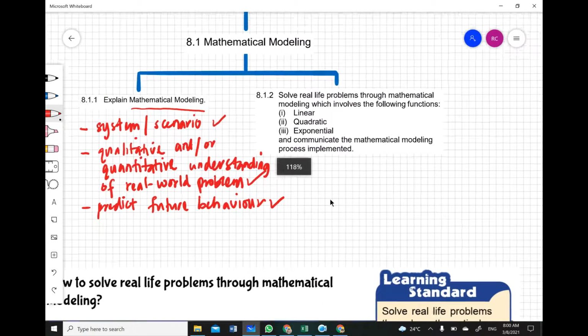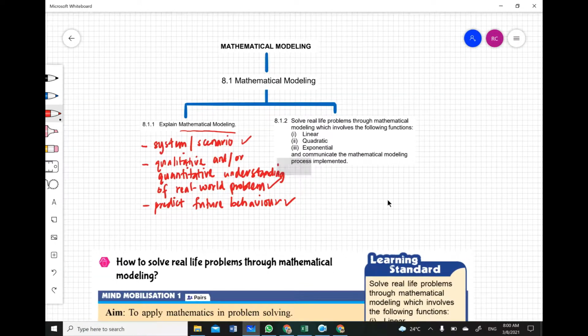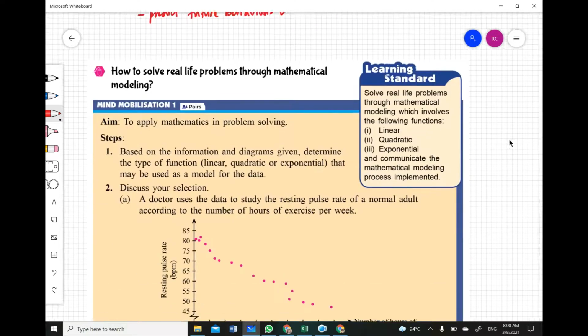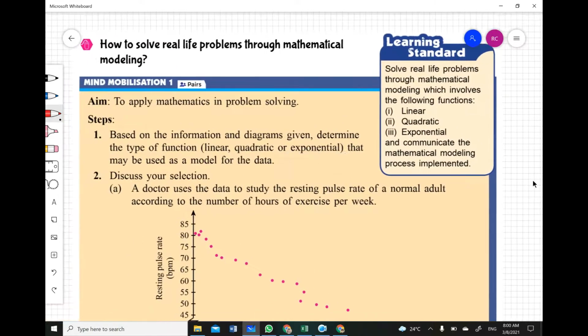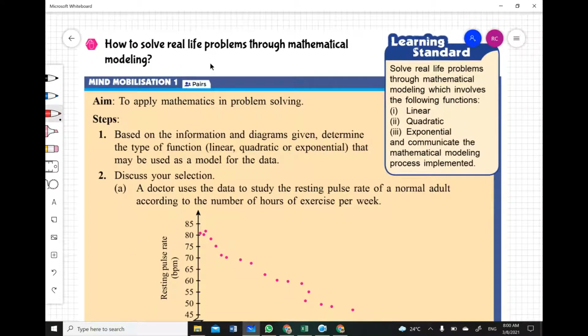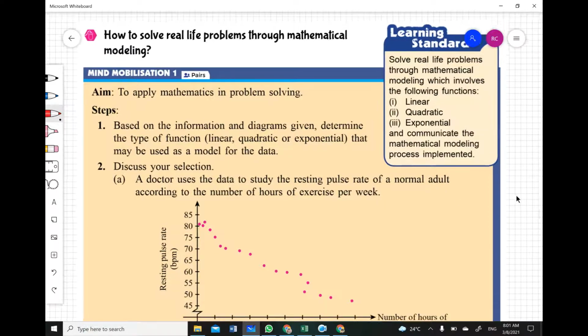Okay, let's see. Today we are just going to go through one example only. After that, I want you to try to do the group work. Okay, this is the one from your textbook. How to solve real life problems through mathematical modeling. The aim is to apply mathematics in problem solving. So you look at the steps over here. Based on the information and diagrams given, determine the type of function, either linear, quadratic, or exponential, that may be used as a model for the data, and you discuss your selection. So for the first one, we discuss together.